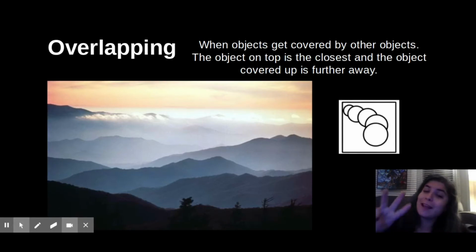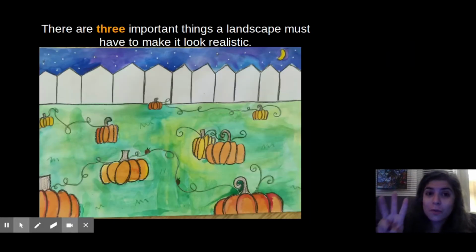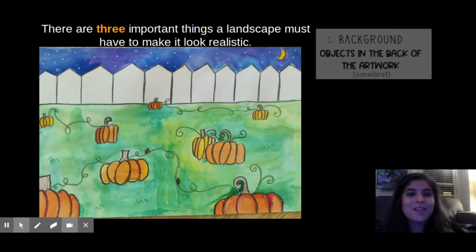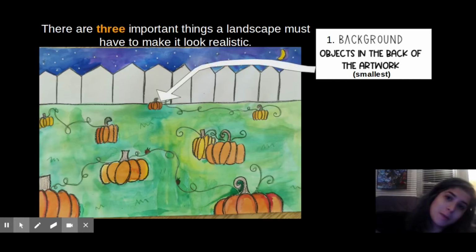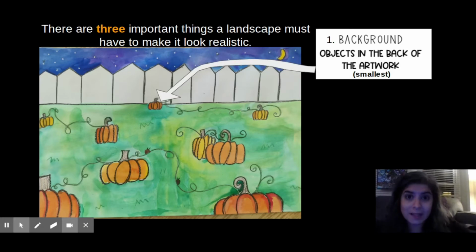There are three very important things that your landscape must have in order for it to look realistic. The first one is called the background, the objects that are in the back of the artwork. If I were to ask you about this picture, what is in the background? If you said the sky or the fence, you would be right, and especially the moon. The moon's all the way at the tippy top of the page, so you know it's far away. If you also said that teeny tiny pumpkin, you would be right because it is the smallest, so we can say that that pumpkin is in the background.